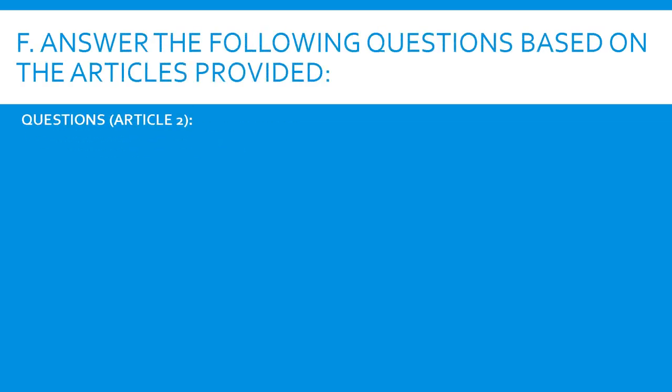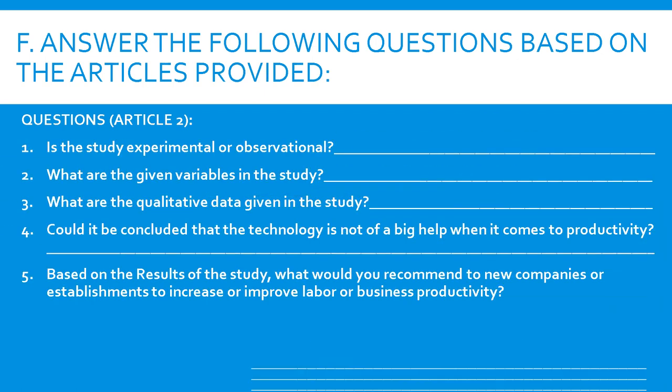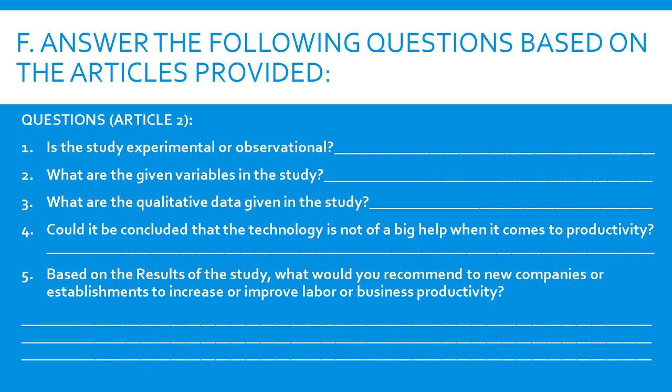For article 2, these are the guide questions. Is the study experimental or observational? What are the given variables in the study? What are the qualitative data given in the study? Could it be concluded that the technology is not a big help when it comes to productivity? And then number five, based on the results of the study, what would you recommend to new companies or establishments to increase or improve labor or business productivity? So these are the guide questions.